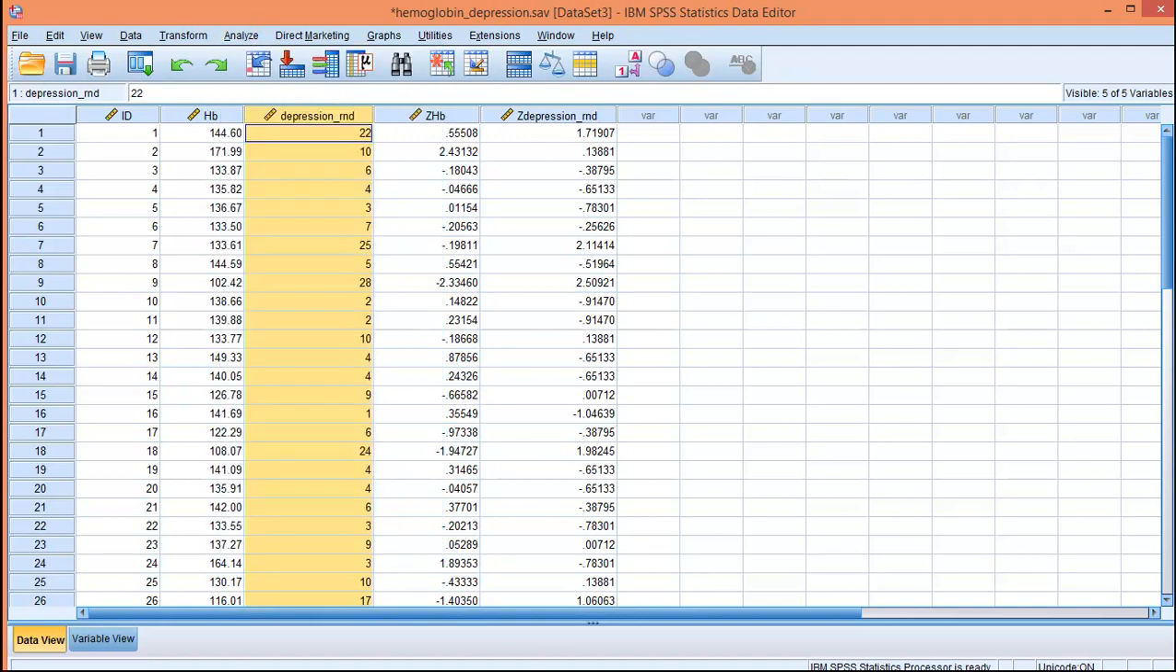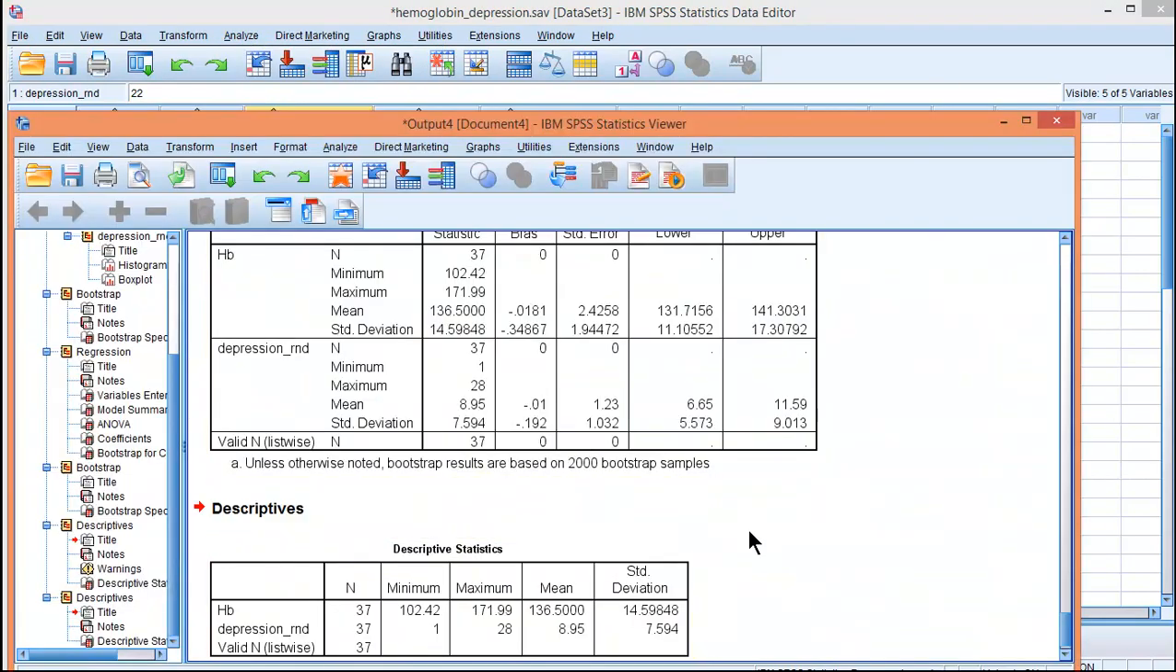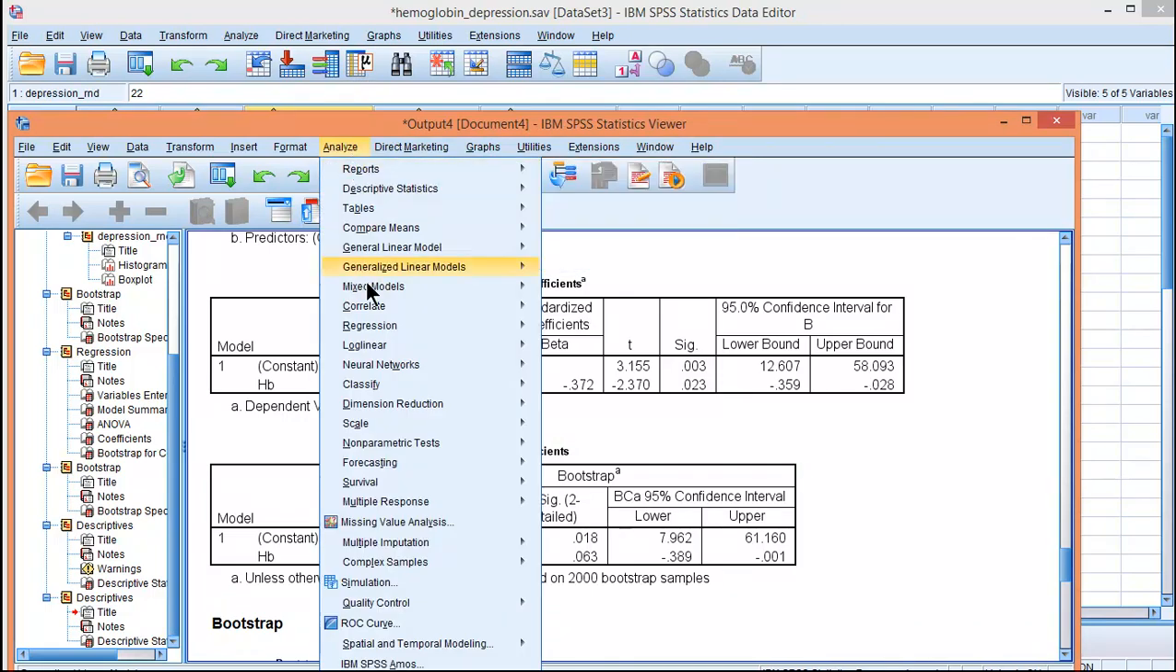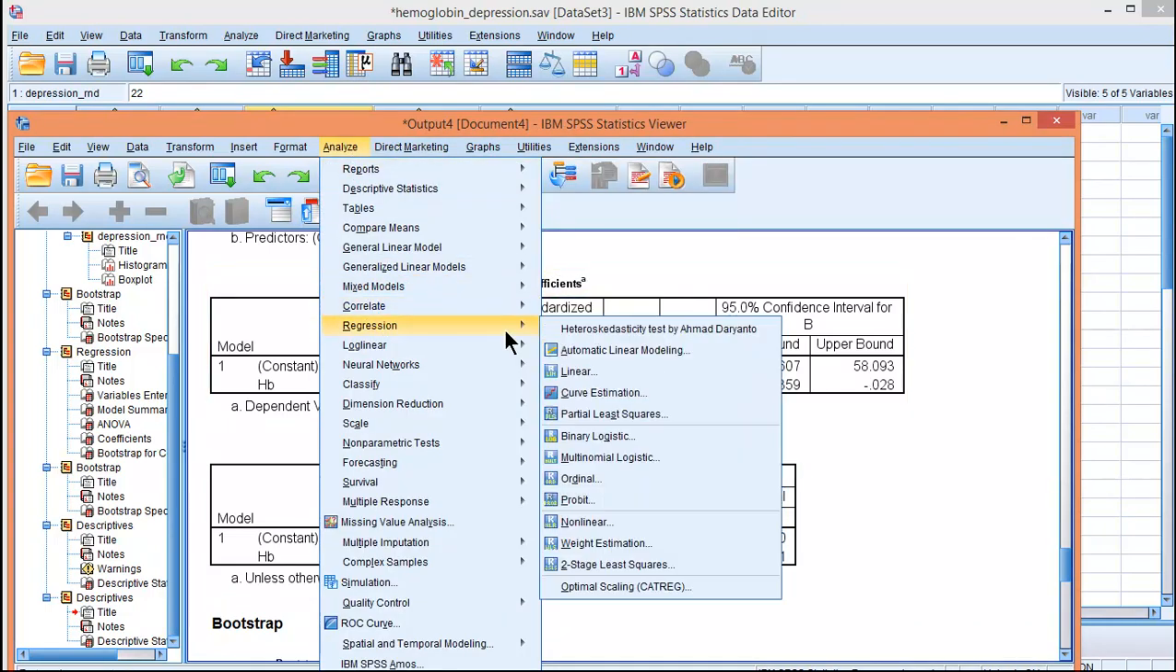So I should point out that, yes, I do get the standardized beta weight in this result here, negative 0.372, but the confidence intervals are not there. I don't get the confidence intervals for this value here, and I want to get the confidence intervals for the standardized beta weight, because that's how I want to interpret my data. I don't want to interpret this meaningless negative 0.19. So let's go into regression and redo this analysis.